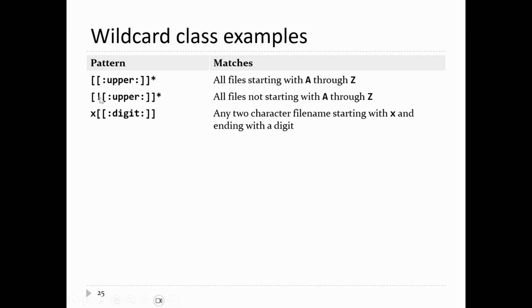So square brackets and then the exclamation mark, and then the name of the character class. Those are all files not starting with A through Z. If I want the files that start with an X and end with one, followed by one digit, X, square bracket, digit inside.